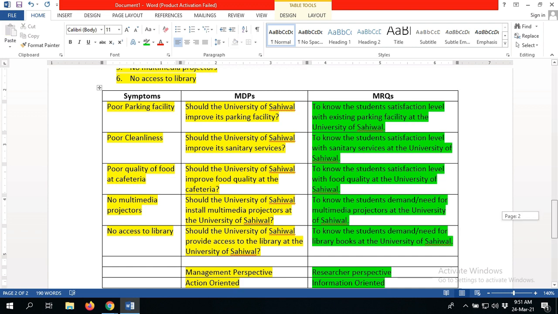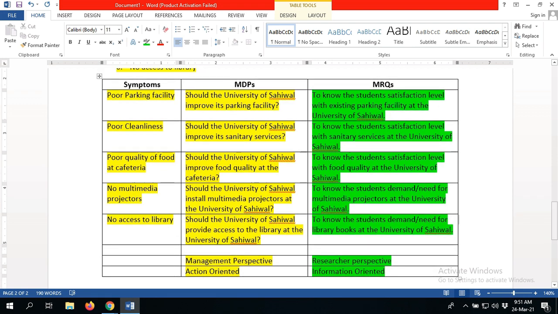So I think now you have got an orientation to convert symptoms into MDPs, management decision problems, and then to convert management decision problems into marketing research questions. Again, how can we know the symptoms? Symptoms can be known by conducting interviews with the relevant persons.